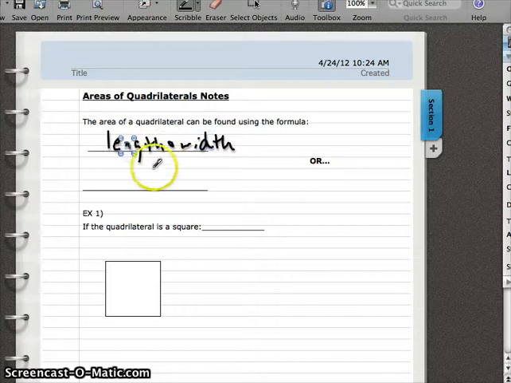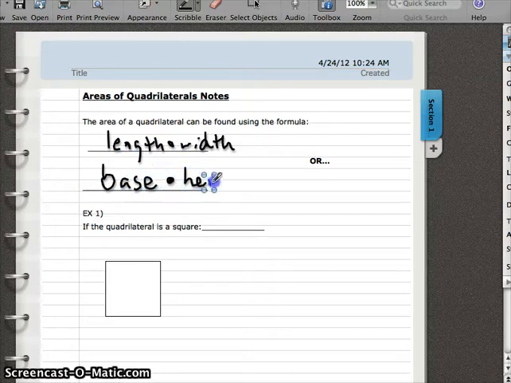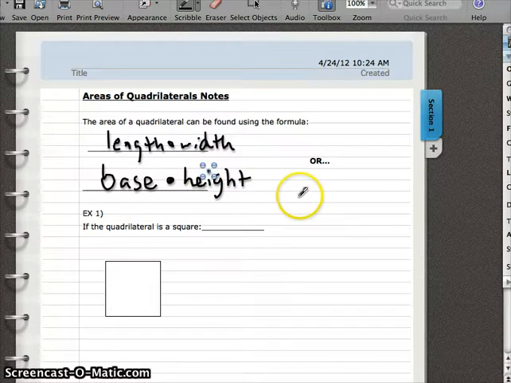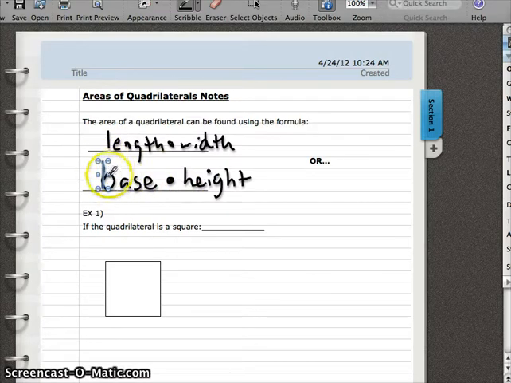In the next few videos, though, we're going to be defining length and width as two different words. We're going to call them base and height. And the reason we're going to do that is because it's more descriptive. We're going to be dealing with a lot of different shapes, and if we say base times height, we can cover a lot more shapes than just quadrilaterals. So try and get used to the area formula for a quadrilateral as base times height.